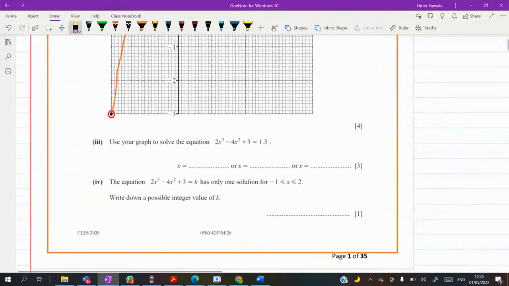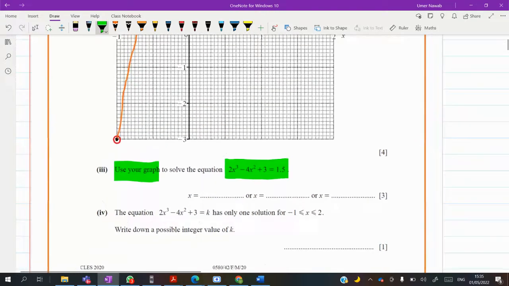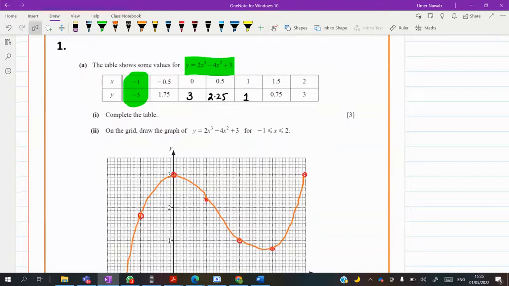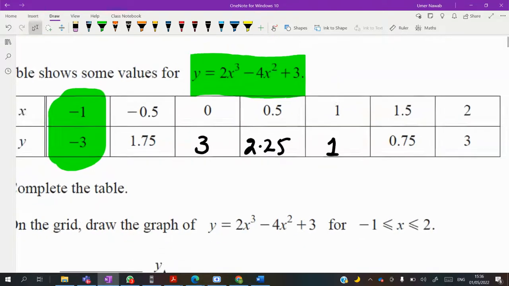After drawing it, in the first question, he says to use your graph. Now you cannot use the usual algebraic techniques. No, you have to rely on the graph to solve this equation. Now, how can I solve this equation? First, I need to see what the original function is. The original function is y equals 2x cubed minus 4x squared plus 3.